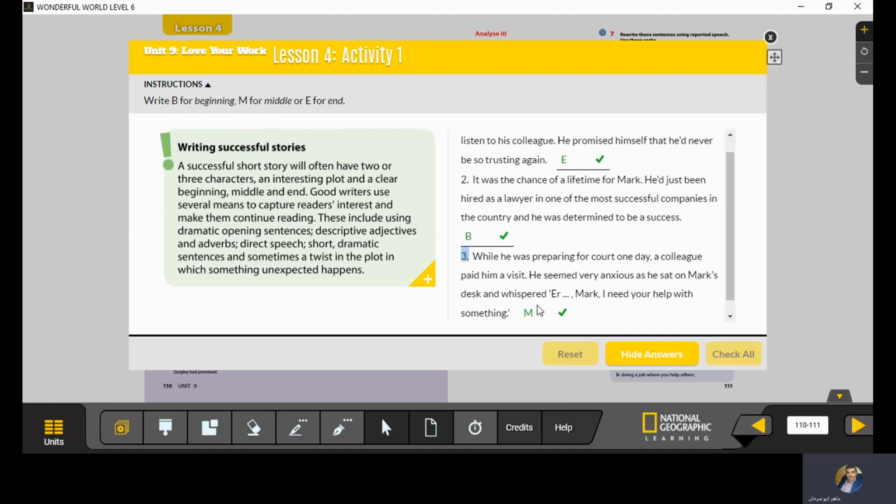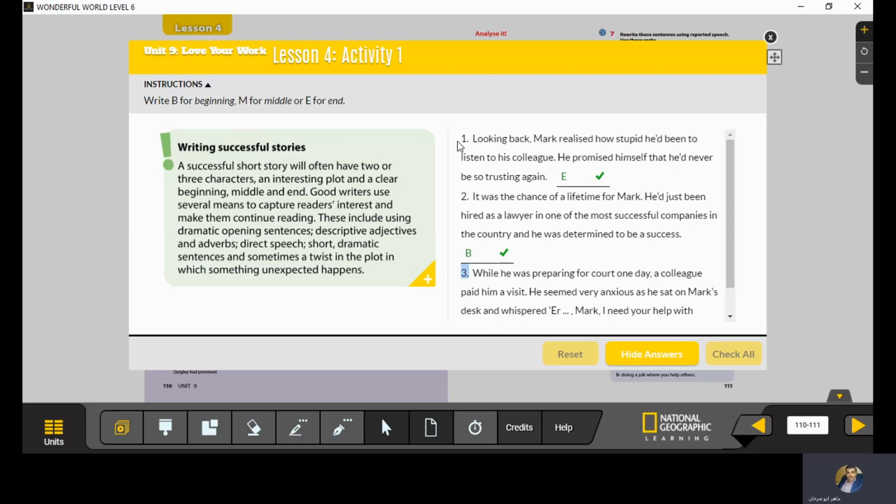This paragraph is the middle of the story. "While he was preparing for a court one day, a colleague paid him a visit," which means visited him. "He seemed very anxious as he sat on Mark's desk and whispered, 'Mark, I need your help with something.'" This paragraph looks like the end of the story. "Looking back, Mark realized how stupid he'd been to listen to his colleague. He promised himself that he'd never be trusting again."